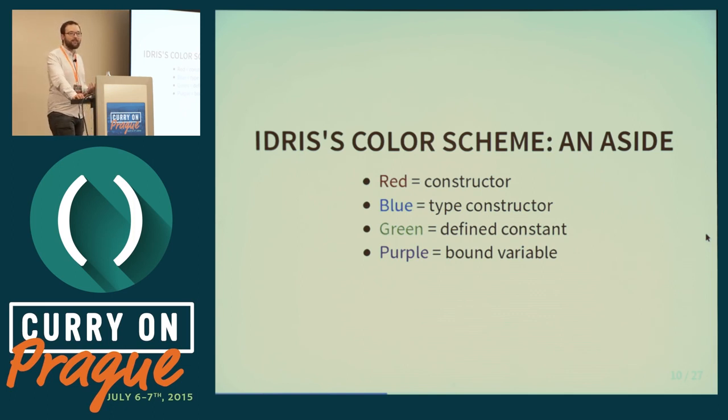So when we color names, red names are referring to constructors of data, things like cons or nil. Blue things are referring to constructors of types, like list or integer or string or type. Green things are stuff that the users defined, like functions, but also just normal top-level bindings. And purple things are bound variables, like from a pattern match or a let binding or something like that.